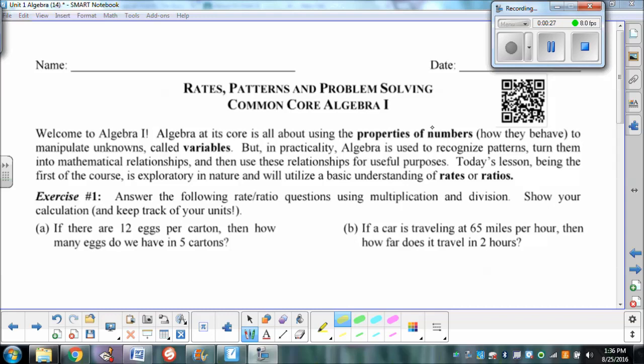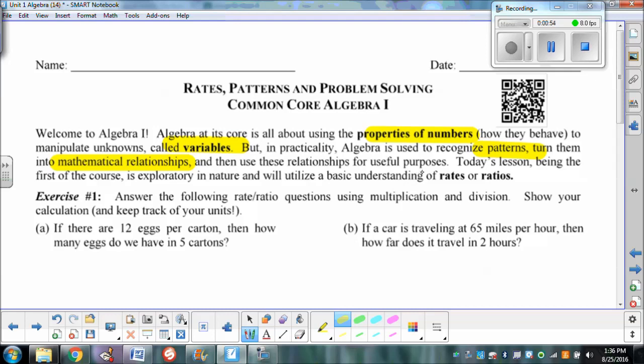Algebra, at its core, is all about using properties of numbers, how they behave, to manipulate unknowns, which are variables. Algebra is used to recognize patterns. That's going to be a big thing this year, noticing patterns, turning them into mathematical relationships, and then using these relationships for useful purposes.